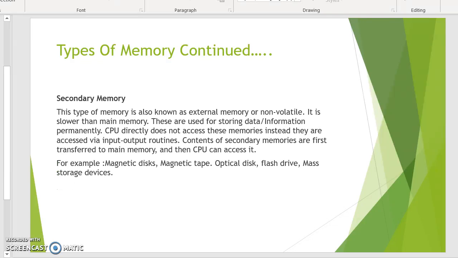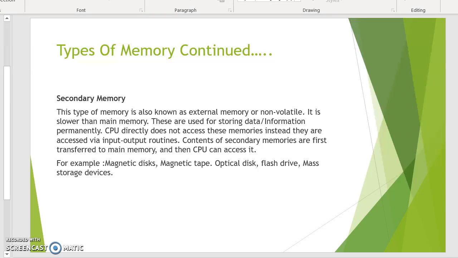Types of memory continued. Now let's talk about secondary memory. This type of memory is also known as external memory or non-volatile memory. It is slower than main memory and is used for storing data and information permanently. The CPU does not directly access this memory. Instead, it is accessed via input and output routines. Contents of secondary memory are first transferred to the main memory and then the CPU can access them.